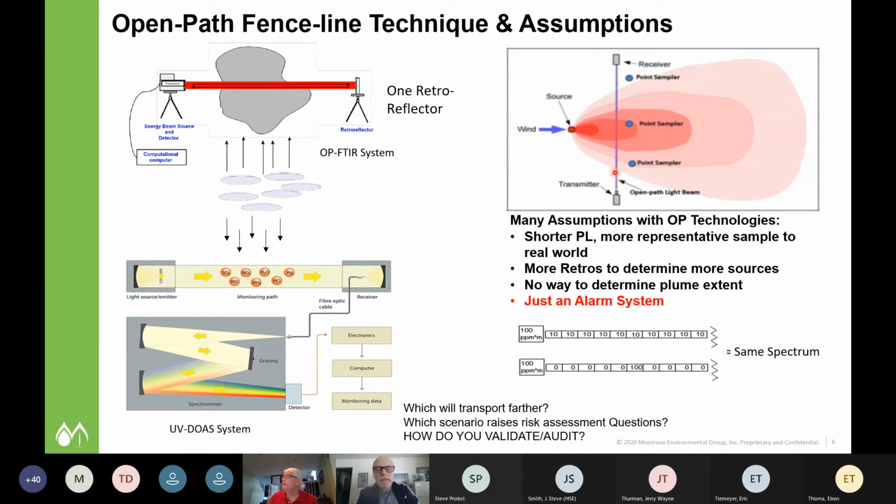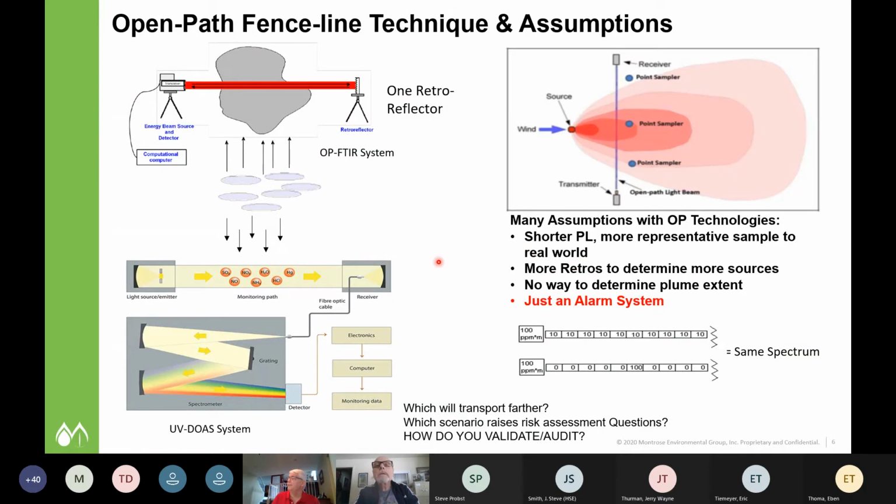So now this is kind of what you're looking for when you set these out. You want to make sure that you set these across where you're going to be predominantly downwind of what you think is the source. So here you're coming across the plume, and in this particular case, there's 3 little point samplers that are in place as well.